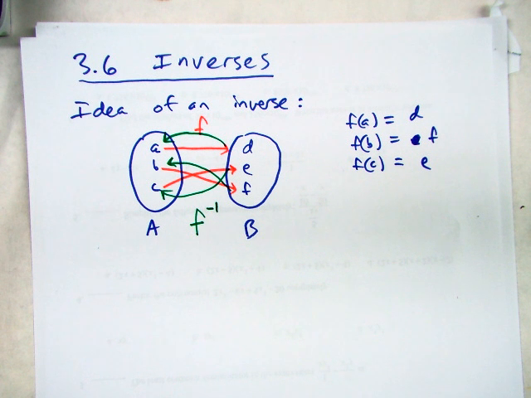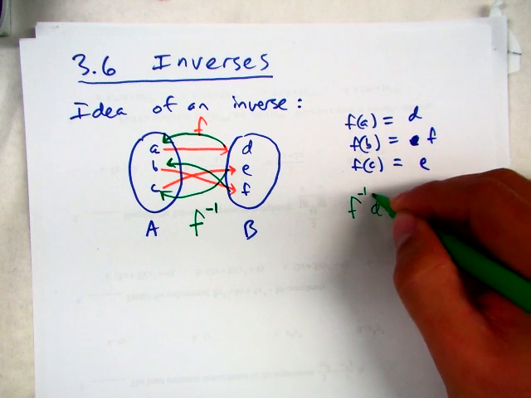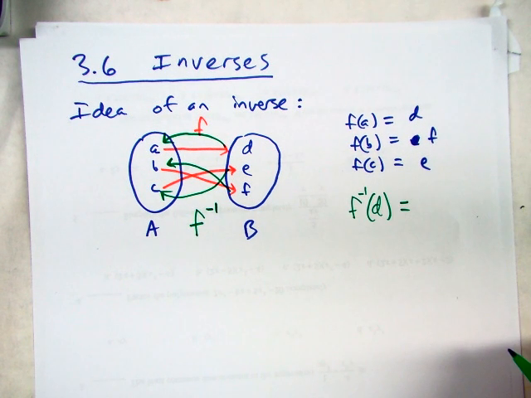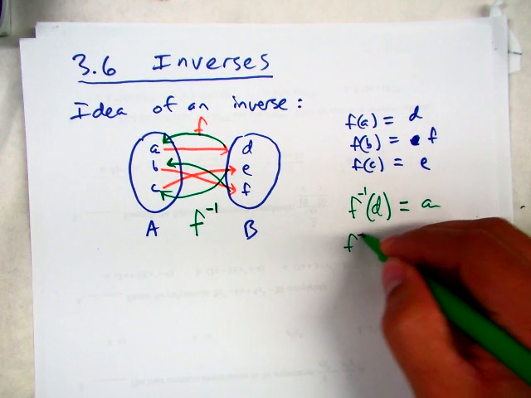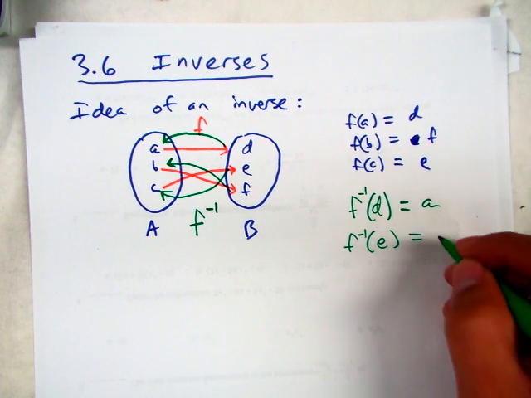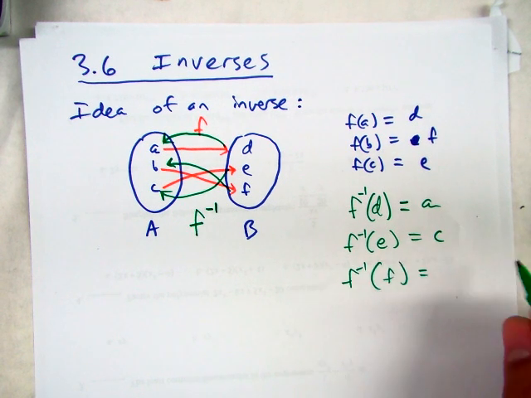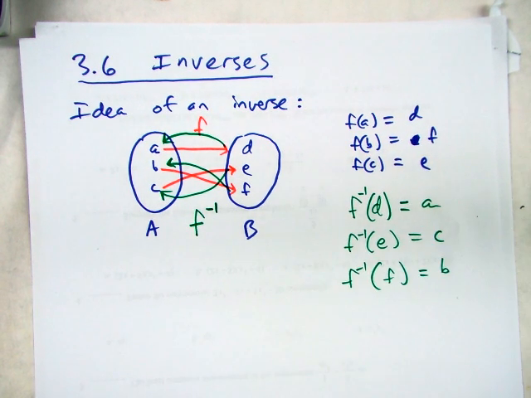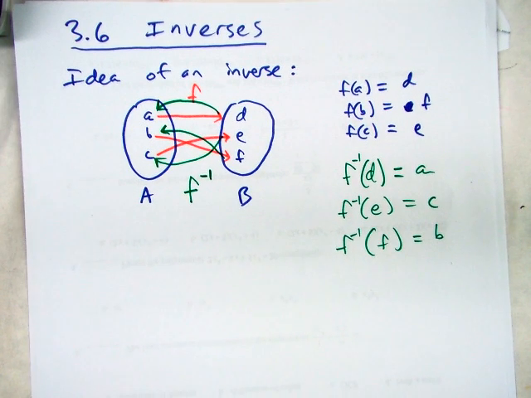Okay? So a couple things I want you guys to see now. If I asked you to find the inverse value of D, what do you get? Goes back to A, right? What is the inverse evaluated at E? C. E goes back to C, and then the inverse evaluated at F is B. Does everybody kind of understand that concept?